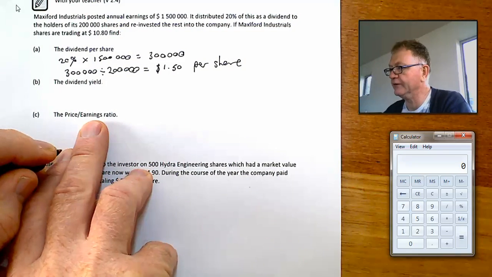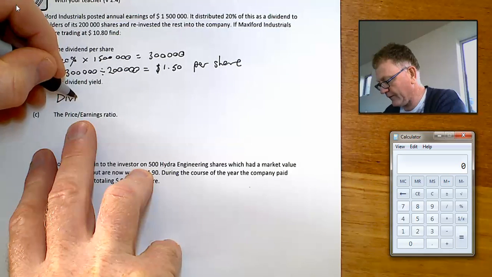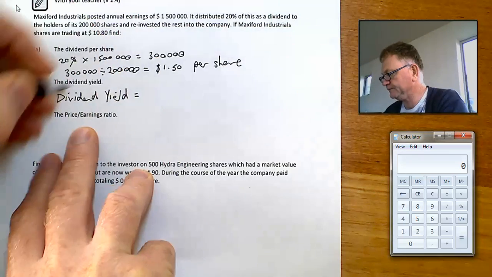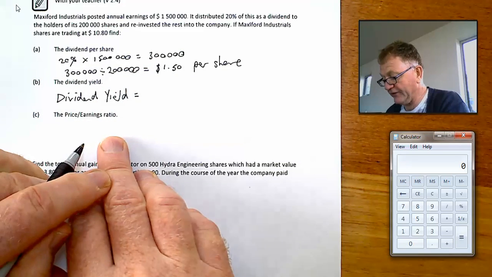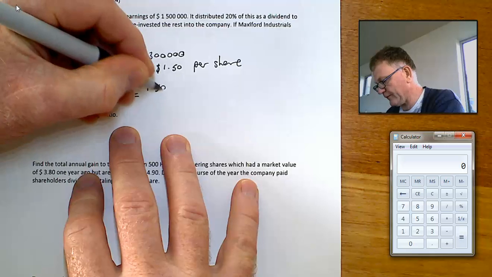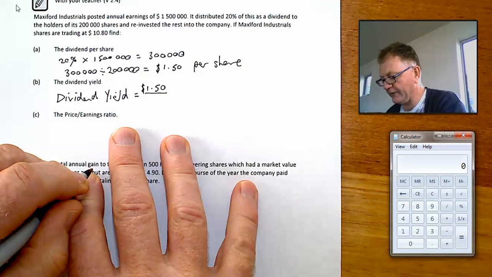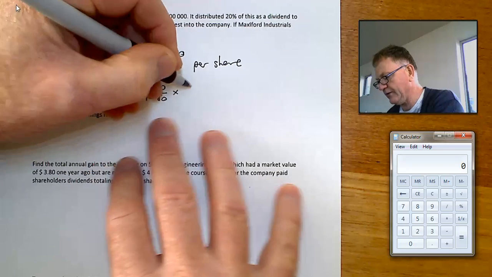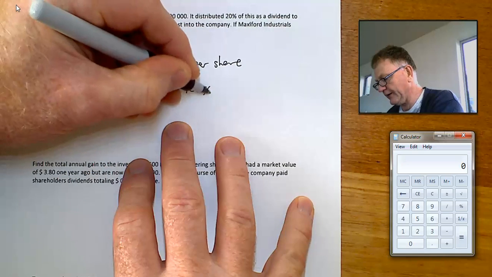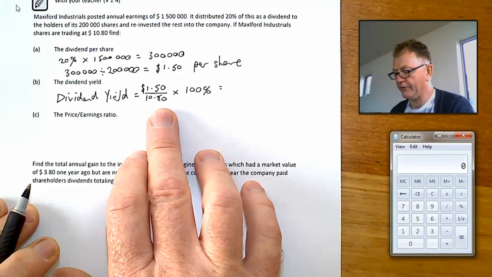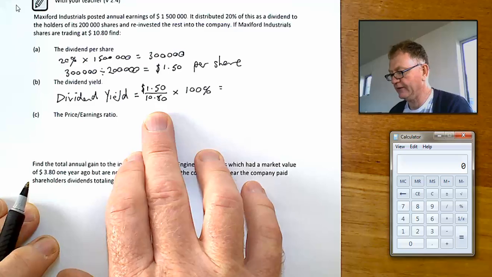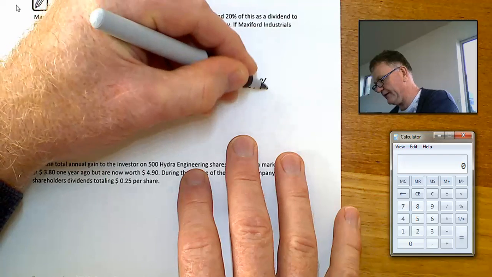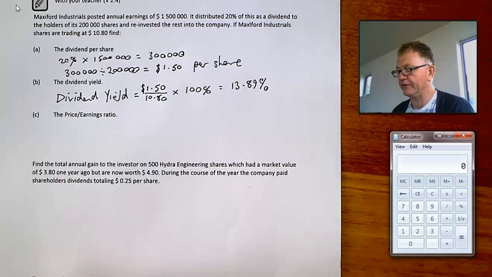Now to work out the dividend yield, it is equal to the dividend per share, so that's our $1.50, divided by the market value of the shares, they're worth $10.80, and express that ratio as a percentage, so times by 100%. On your calculator, 1.50 divided by 10.80 times 100, and you should get 13.89% is the dividend yield.